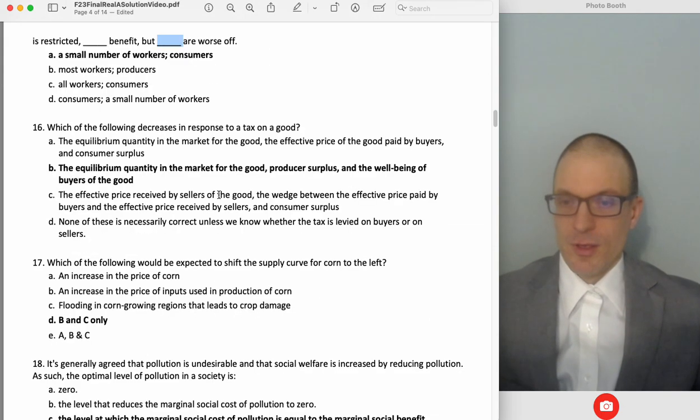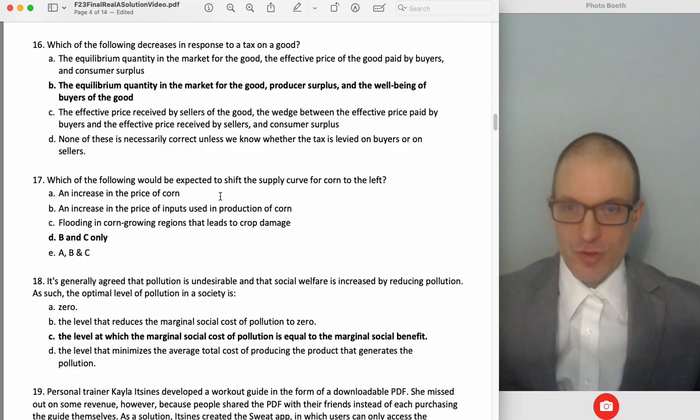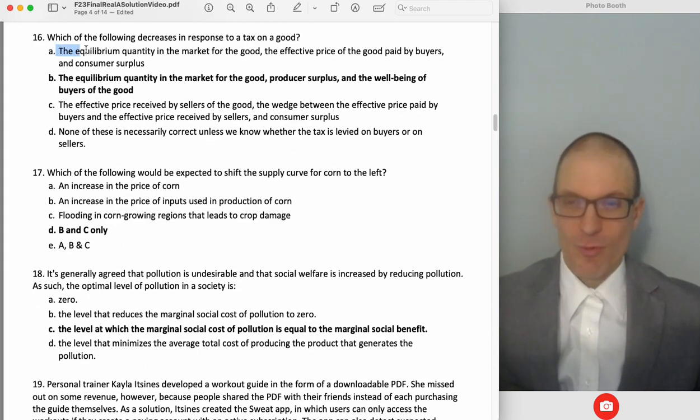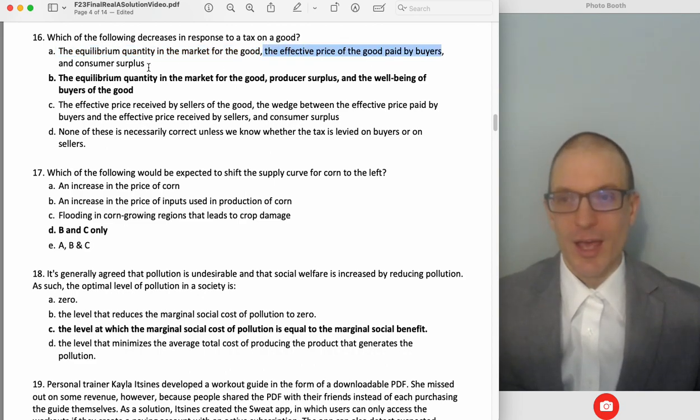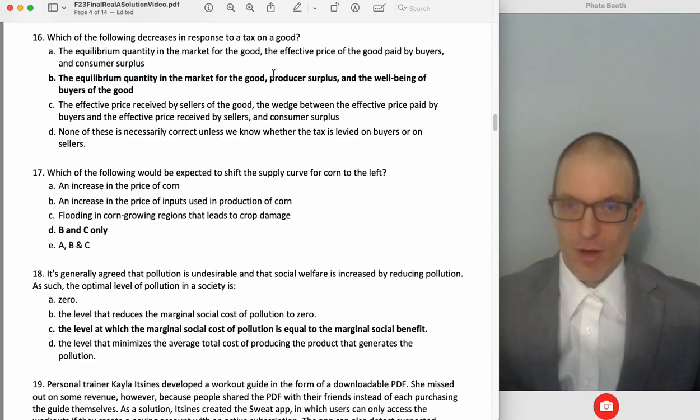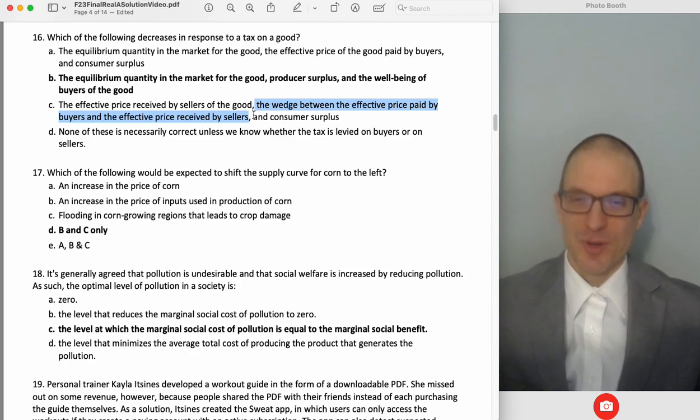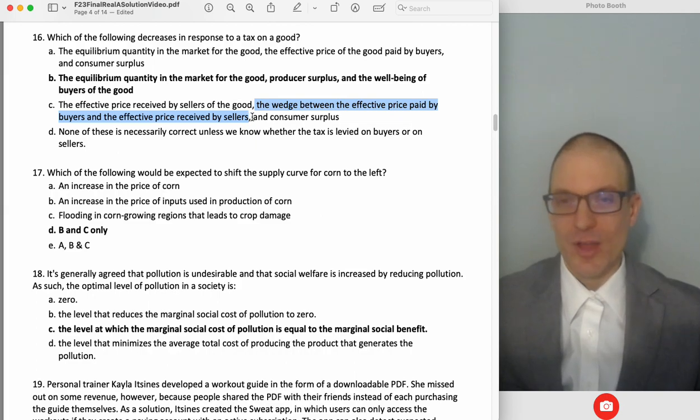Right? Which of the following decreases in response to a tax on a good? Equilibrium quantity in the market for the good, that will decrease. The effective price of the good paid by buyers, nope, that will rise. Consumer surplus, that will fall. The equilibrium quantity in the market, yeah, that'll fall. Producer surplus, that will fall. And the well-being of buyers, yep, consumer surplus will fall. Yeah, that's the best answer. Effective price received by sellers of the good, that'll fall. The wedge between the effective price paid by buyers and the effective price received by sellers, no, that will rise. That wedge is 0 when there's no tax, but if there's a tax, then it's the size of the tax. And so the wedge increases.